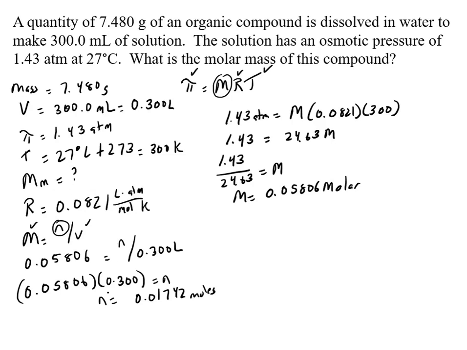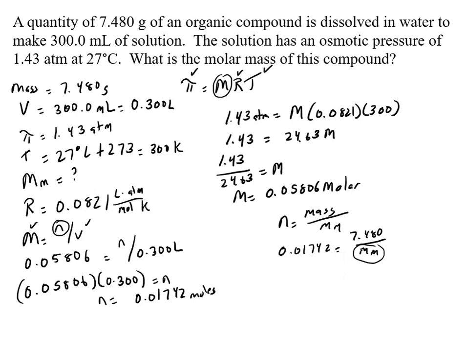I'm looking for molar mass. So I have to think about what could be the formula for the moles. And the one I'm going to be using is that moles is mass divided by molar mass. Okay. And so I have 0.01742, my moles, is 7.480 divided by my molar mass. So I'm looking for molar mass, okay?